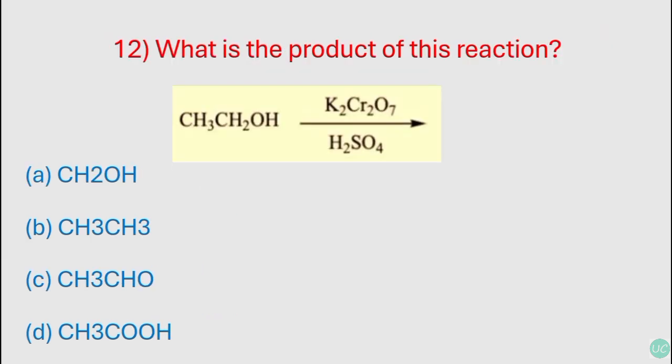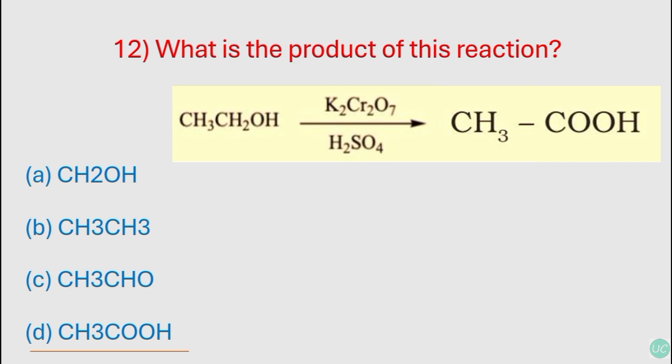Okay, our next question is, what is the product of this reaction? The given reaction is of alcohol, and potassium dichromate, K2Cr2O7, is added, which acts as an oxidizing agent, and H2SO4, sulfuric acid, provides an acidic medium. As K2Cr2O7 acts as an oxidizing agent, it adds oxygen to the compound. So the final product would be CH3COOH, that is ethanoic acid. Okay, so option D is correct.